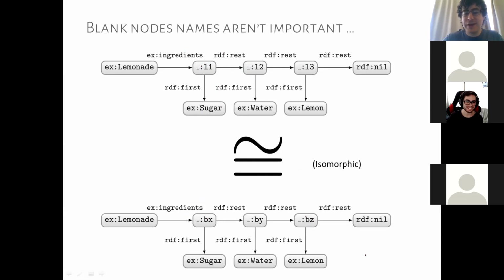So what this isomorphism says is that these two RDF graphs have the same structure. They have the same content. They're structurally the same. We don't really care about the precise names of those variables. So we see that these are isomorphic.